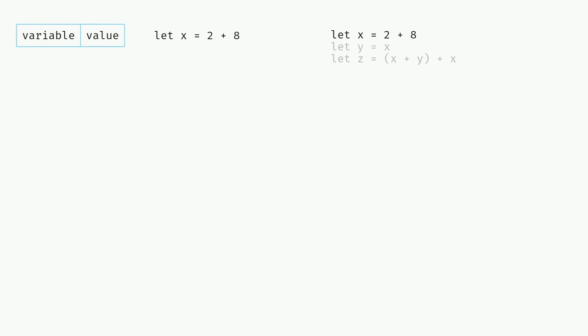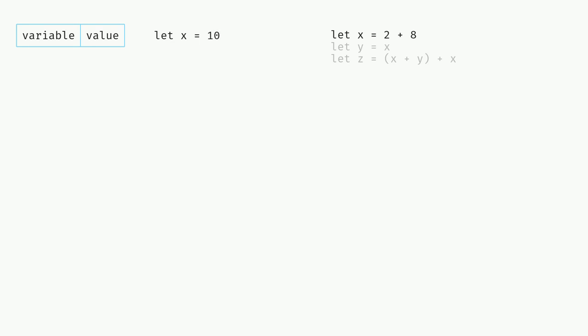To interpret this variable declaration, we must first reduce the expression to a single value. A value is what an expression represents. The process of reducing an expression to a value is called evaluation. In this case, the expression is reduced to the number 10, which is a value.